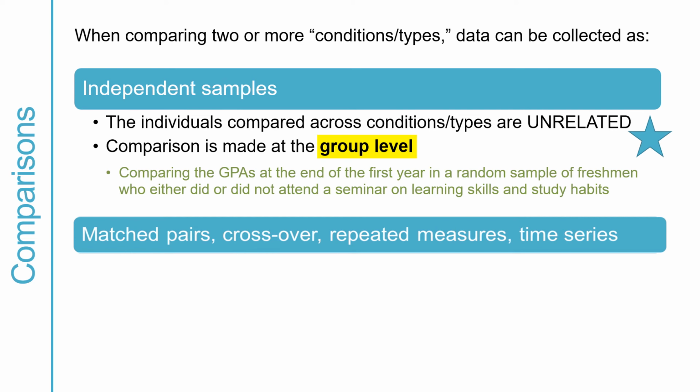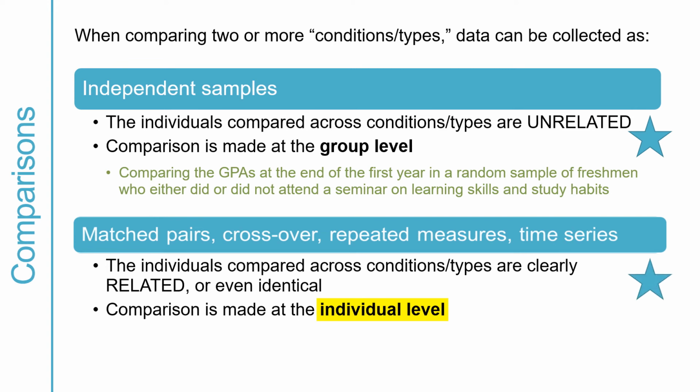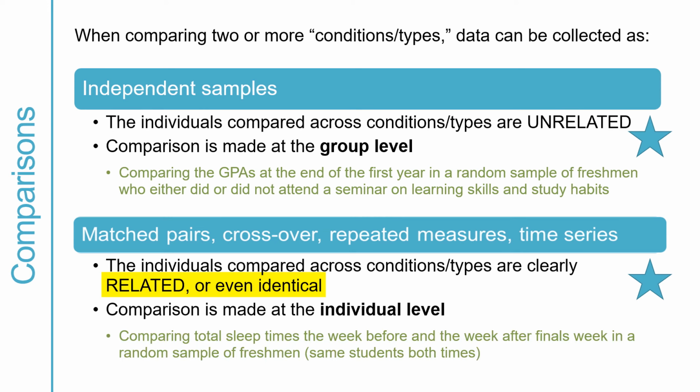In contrast, we might wish to do comparisons at the individual level. That means that we will make comparisons on very clearly related individuals, sometimes so related as to be the same individual. This type of design comes with a variety of names depending on the type of study or the field, names such as matched pairs, repeated measures, crossover, time series.